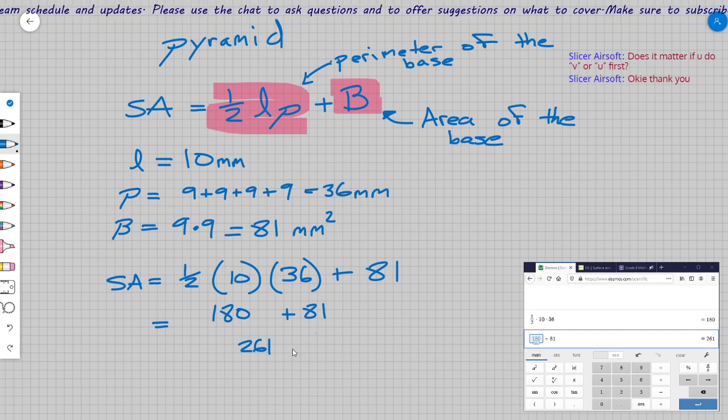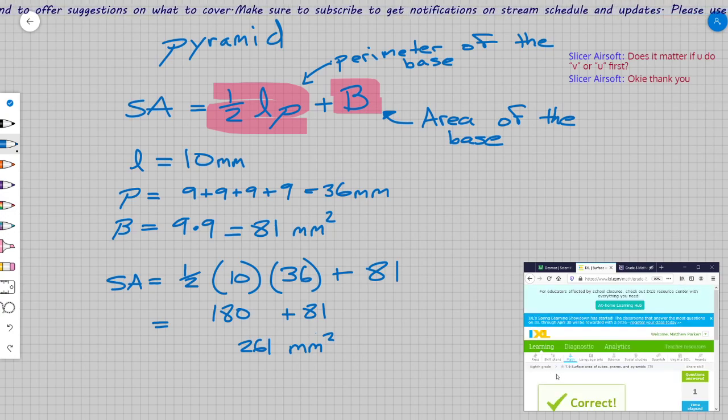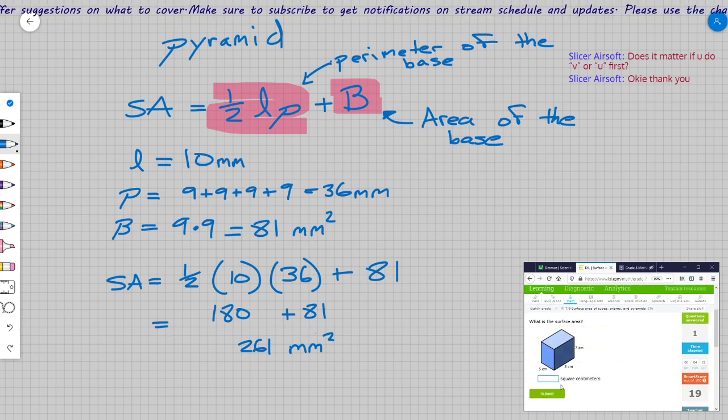And then the units would be millimeters squared. And it's already to the nearest hundredth. Let me double check with 10 if they needed. Okay, so let's put that in. They already gave us the square millimeters. I press submit, and we got the correct answer.